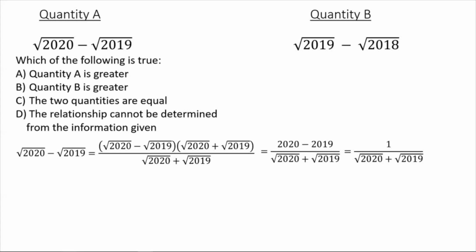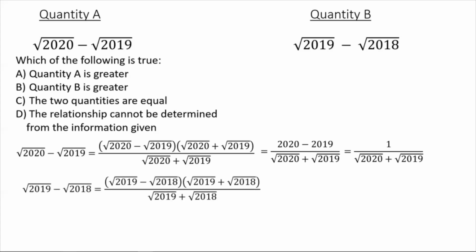The numerator becomes 1, and then in the denominator we have root over 2020 plus root over 2019. And can we do the same thing with quantity B? We sure can. So for quantity B, again we multiply and divide by its conjugate, and in the denominator we have 1 because 2019 minus 2018 is 1.